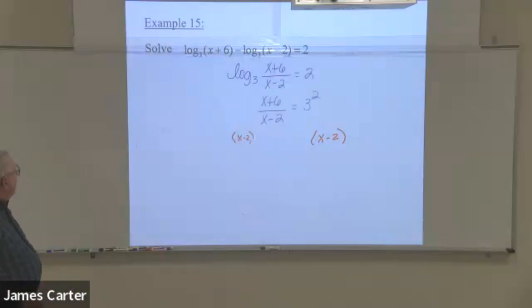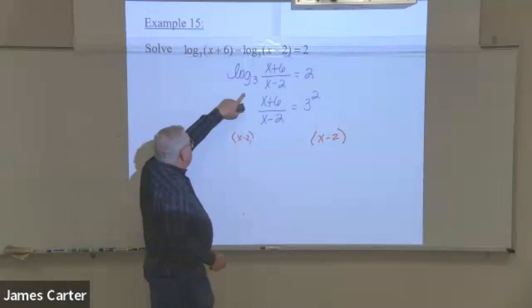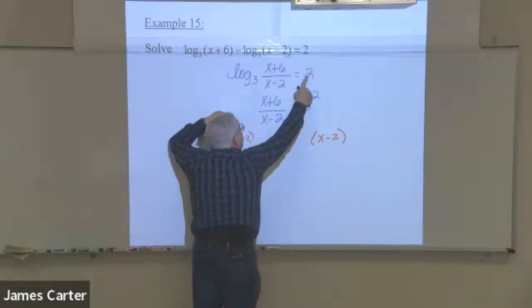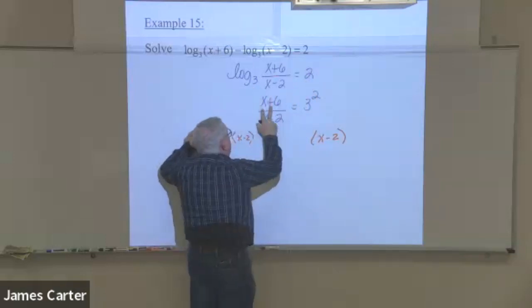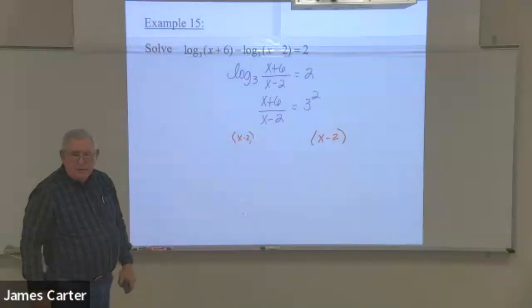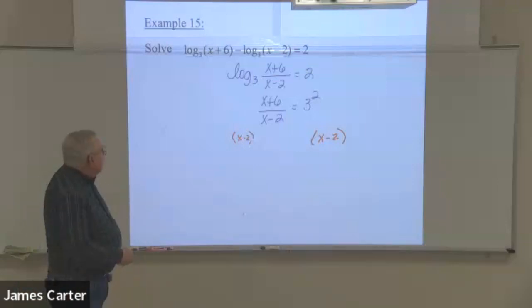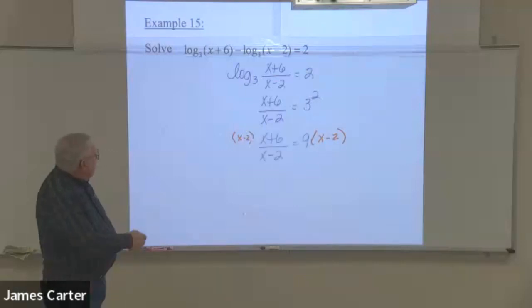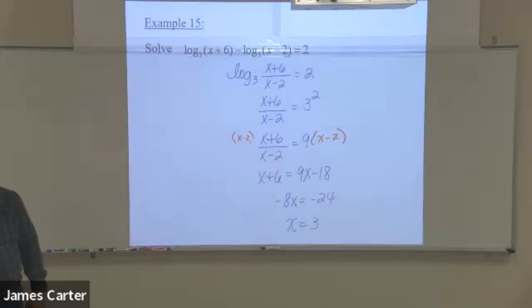Okay. All right, well, here's the next step. Converted this thing to exponential. The base 3 remains the same. Here is your power. And here is your argument. I know I usually like to put the exponent on the left, but that's just me. It's just a habit I have. So how do I finish this out? Well, I multiply both sides by a common denominator, x minus 2. I can cancel these two. And I get that, which simplifies to that, which simplifies to that.